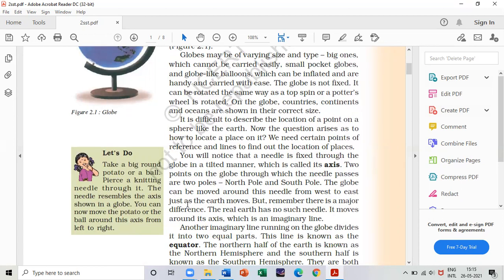And here you get the MCQs, that is, globe is not fixed, what is axis, what is north pole, what is south pole, etc. So please read carefully for your MCQs. And this is the very short answer type question, that is, what is globe and what is axis.